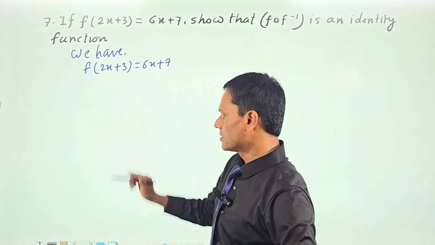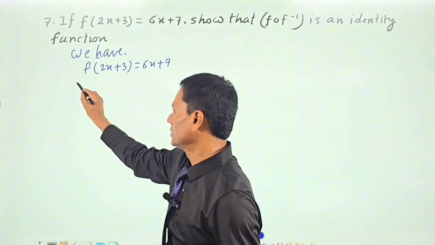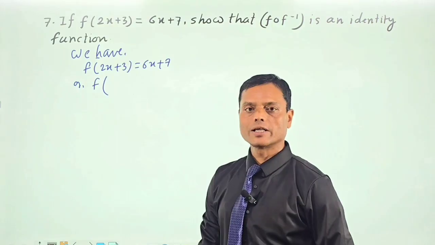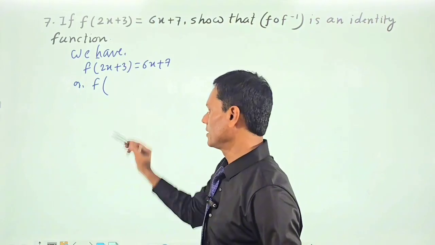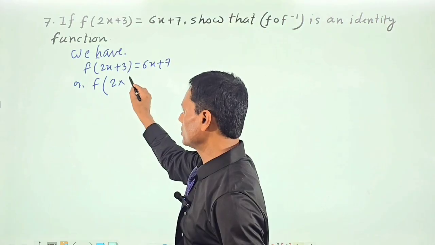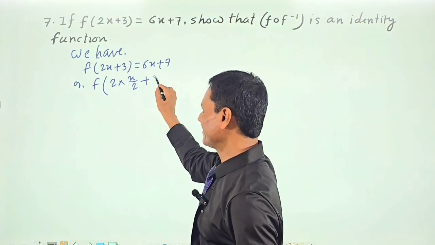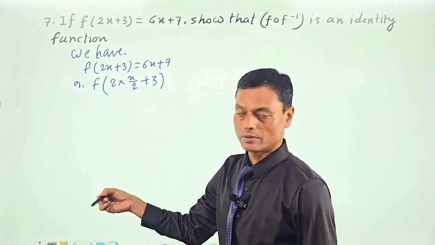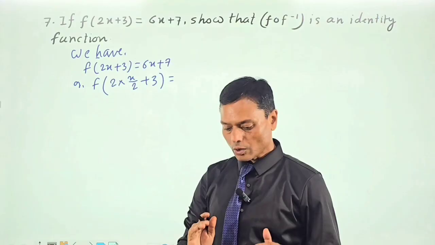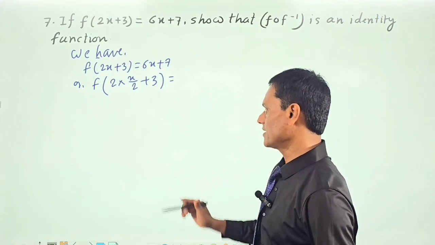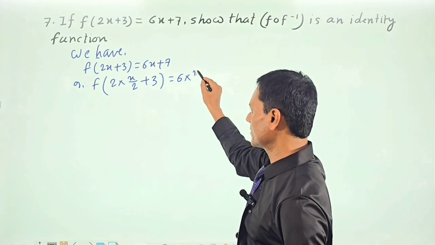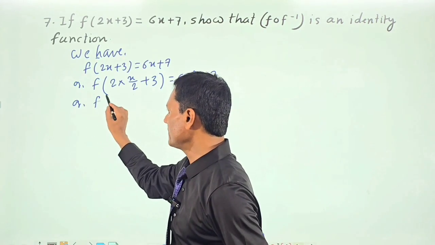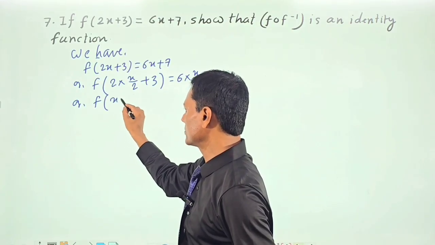So to find f of x, first of all we have to remove 2. So to remove 2, we are going to replace x by x by 2, not to forget that. So I can write here 2 into x by 2, have a look here, plus 3. It's not to be confused, okay? x is replaced by x by 2. So what we do at the left hand side, we have to repeat at the right hand side as well. So we can write here 6 into x by 2 plus 7. Clearly? Now we have here 2 to cancel. So we can write here x plus 3.